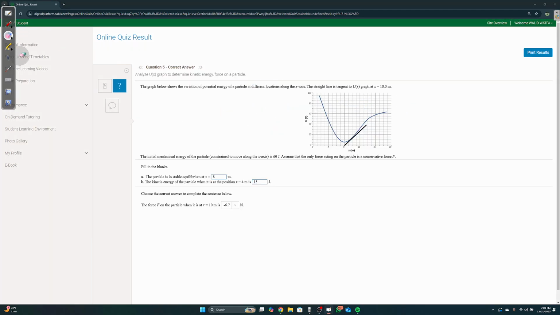Question 6. The graph below shows the variation of potential energy of a particle at different locations along the x-axis. The straight line is tangent to the U-x graph at x equals 10 meters.